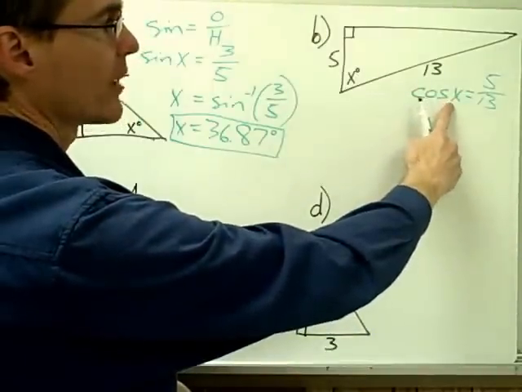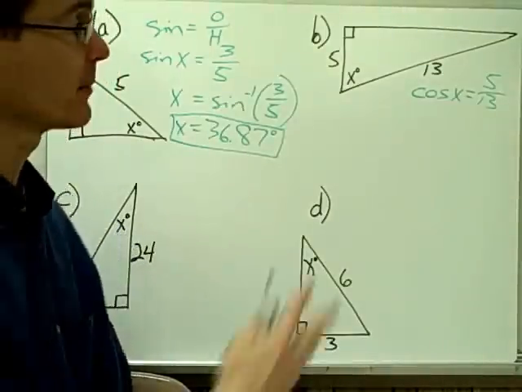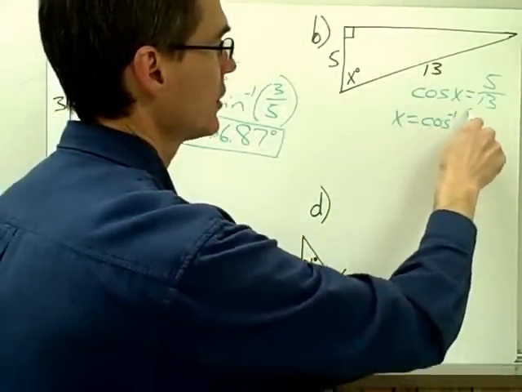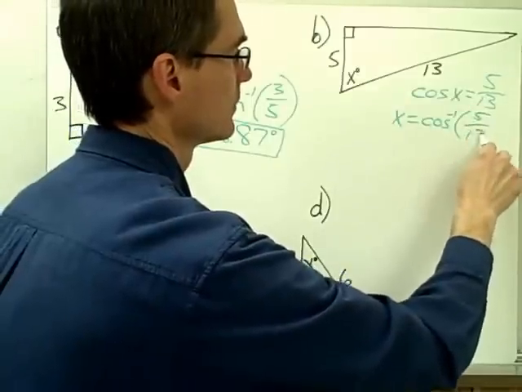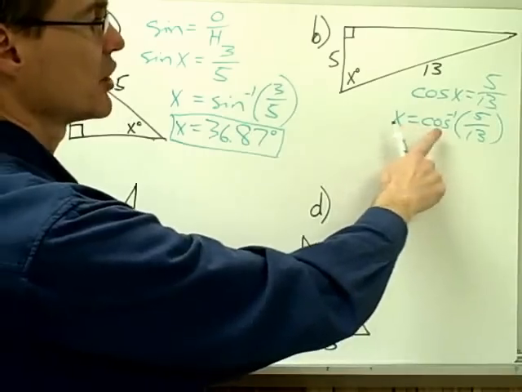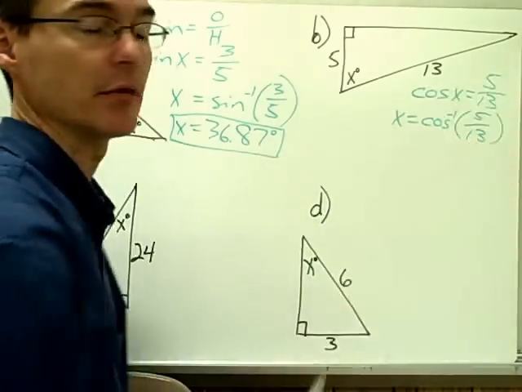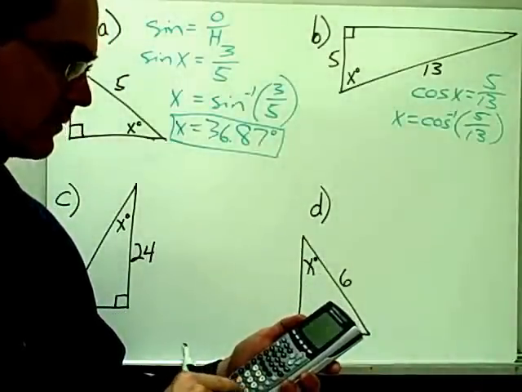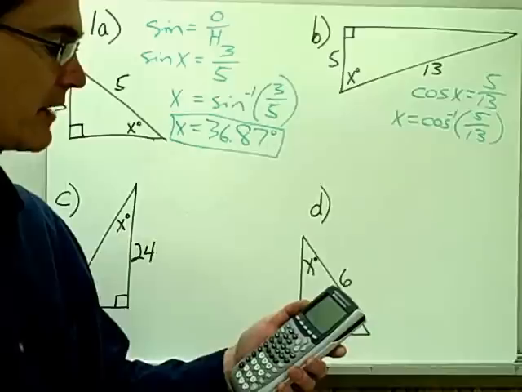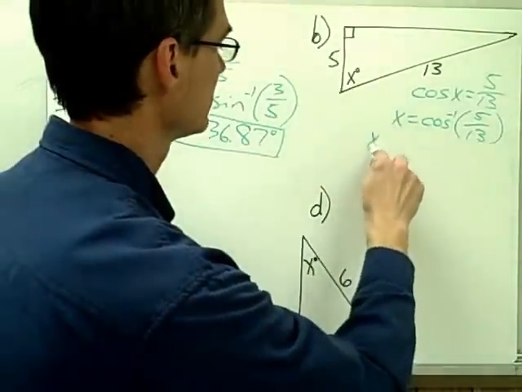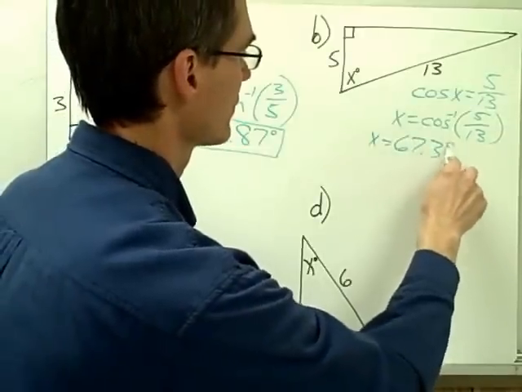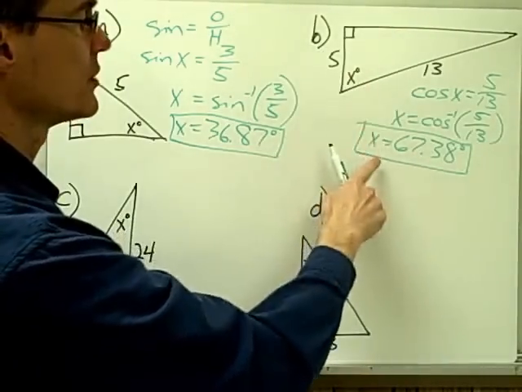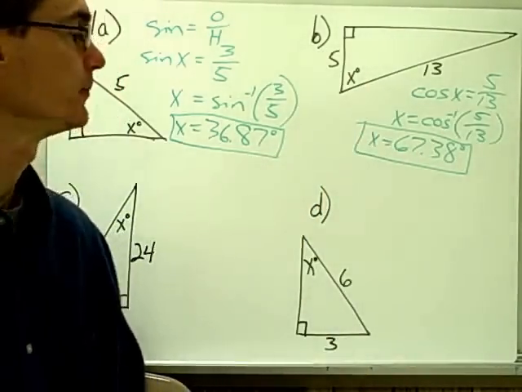And again, since I'm looking for an angle, I'm not going to solve this using a proportion. I'm going to solve it using the inverse cosine. So the value of this angle is just the inverse cosine of 5 over 13. So I take my calculator, inverse cosine, 5 divided by 13, and that value is 67.38 degrees. So I just found the value of this angle using my inverse cosine function.